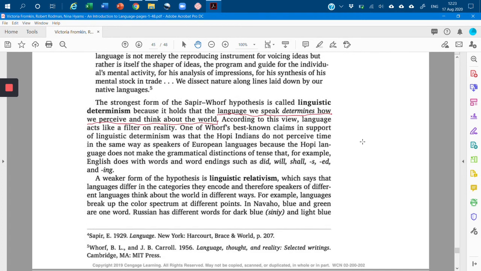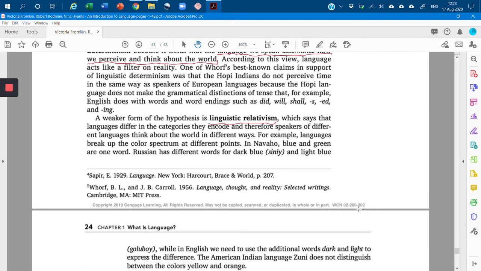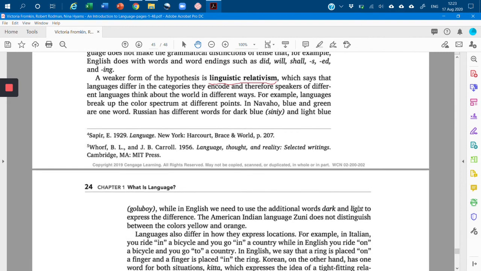Another form of this hypothesis is linguistic relativism, which talks about different categories, and they use the example of colors. The Navajo and the Russians have different words for different colors, and they experience it differently, and their languages also express it differently.